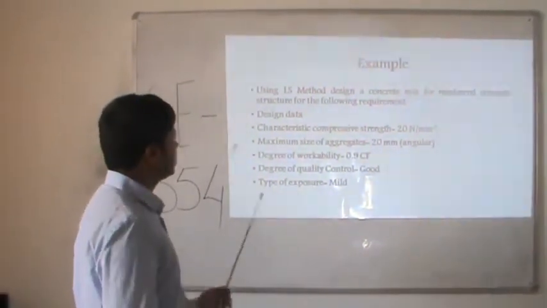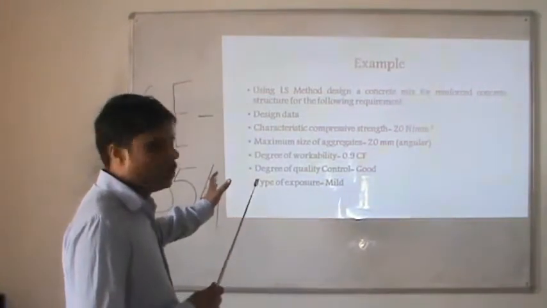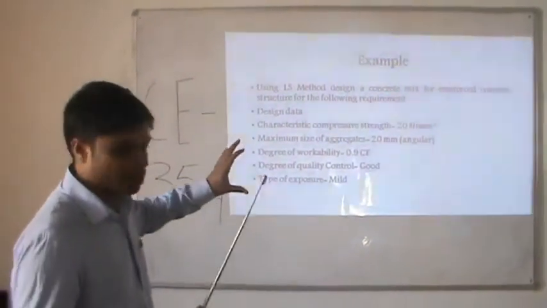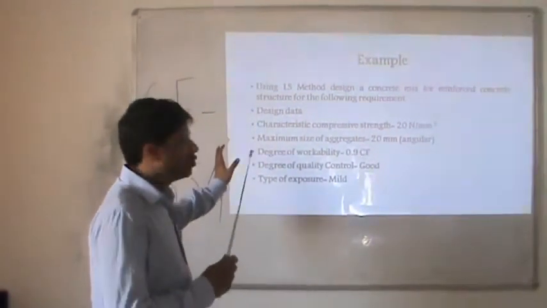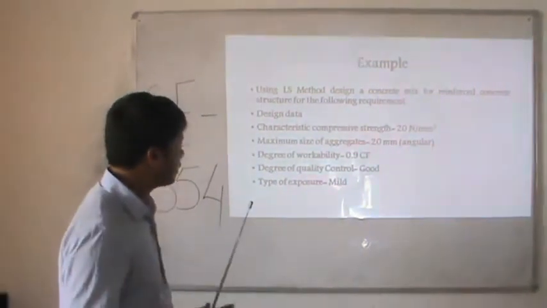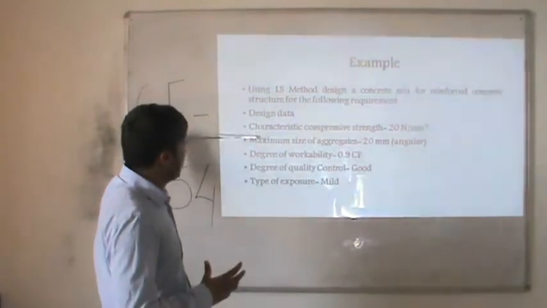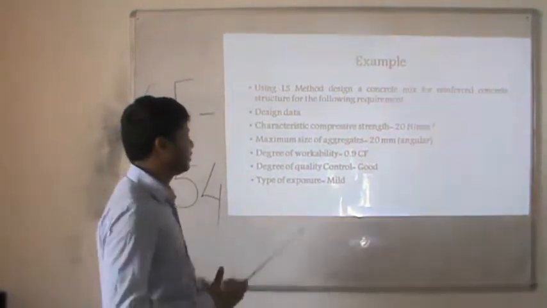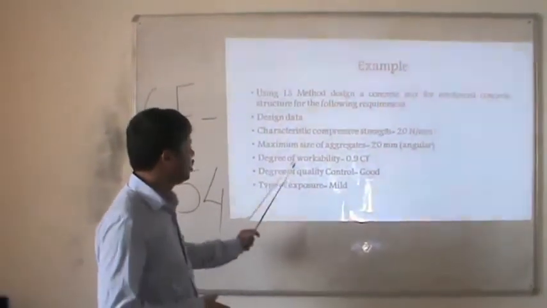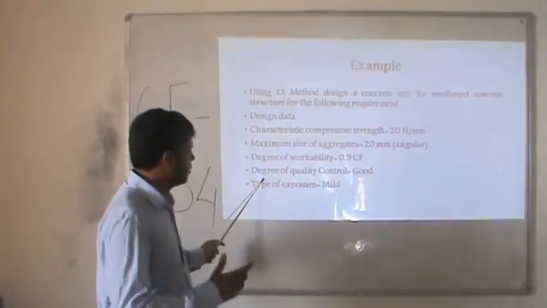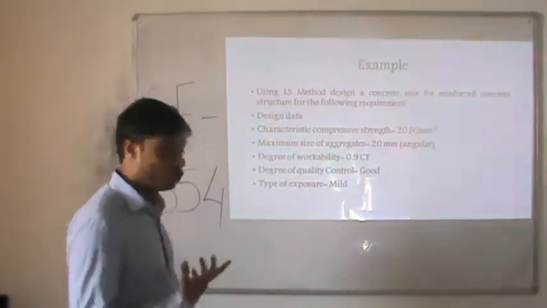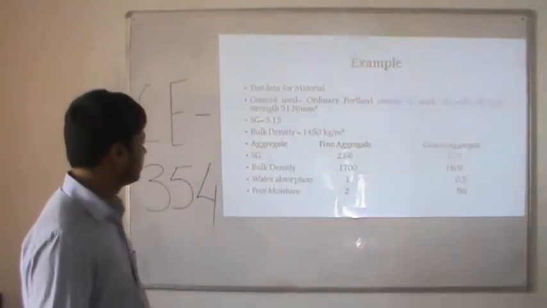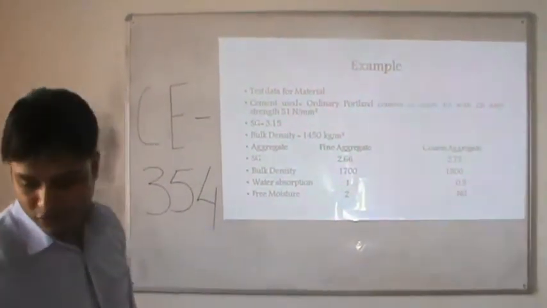Now, using the IS method, as we have seen before, we can design the concrete mix with the given data using the IS code and its methods. The values given are: characteristic compressive strength 20 N/mm², maximum size of aggregate 20 mm, which is angular, degree of workability 0.9 compaction factor, degree of quality control which is good, and type of exposure which is mild. So this is the test data given, and now we have to calculate the mix design.